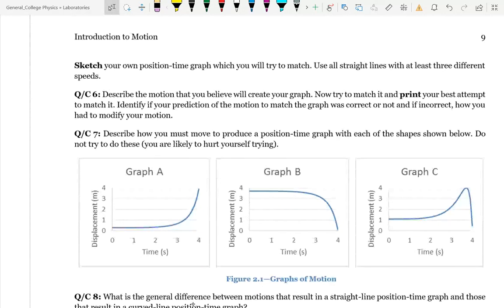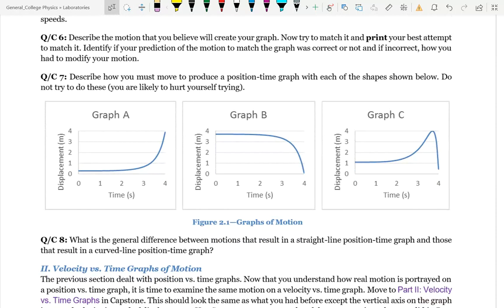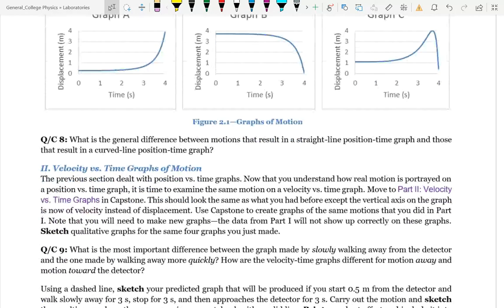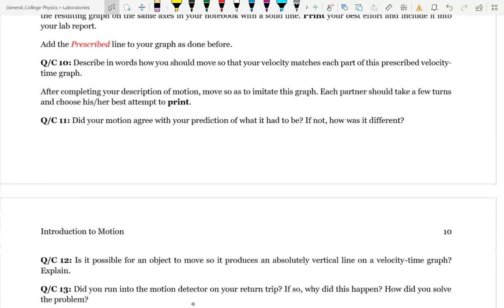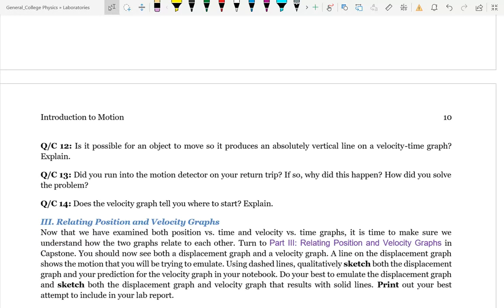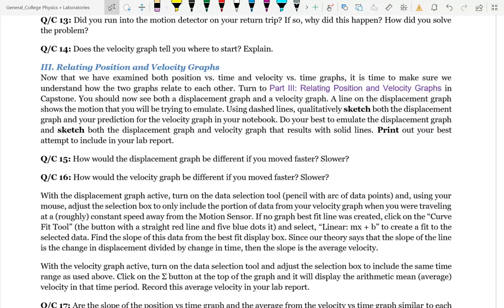Okay, at that point, we're going to get to here, describe how you would move to make each of these graphs. And then I said, don't try this because you could hurt yourself trying to do some of these graphs I made. So you're just describing it. Then we're going to go to tab 2, velocity versus time graphs. Remember, the purpose was to understand position versus time and velocity versus time. So we're going to do essentially the same thing, but now we're going to look at velocity versus time instead of position versus time. So you have all of the same things you're doing there through question 14.